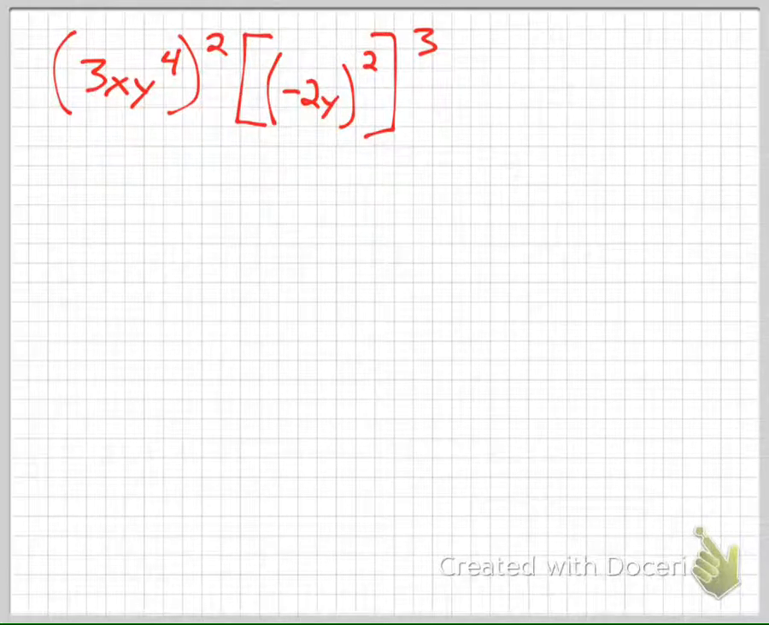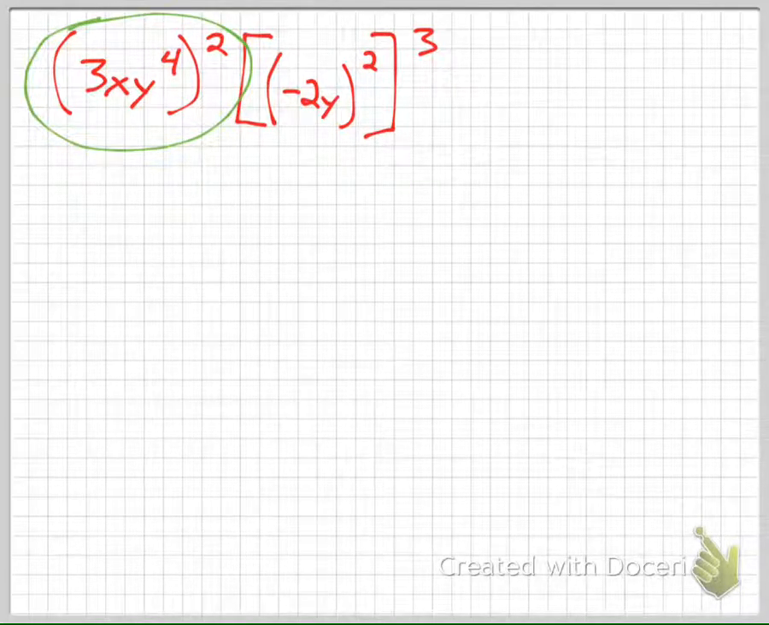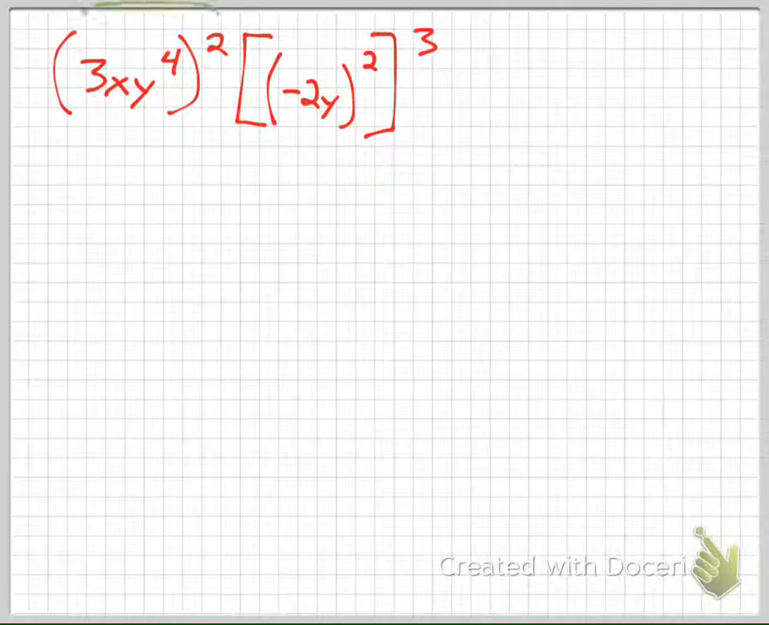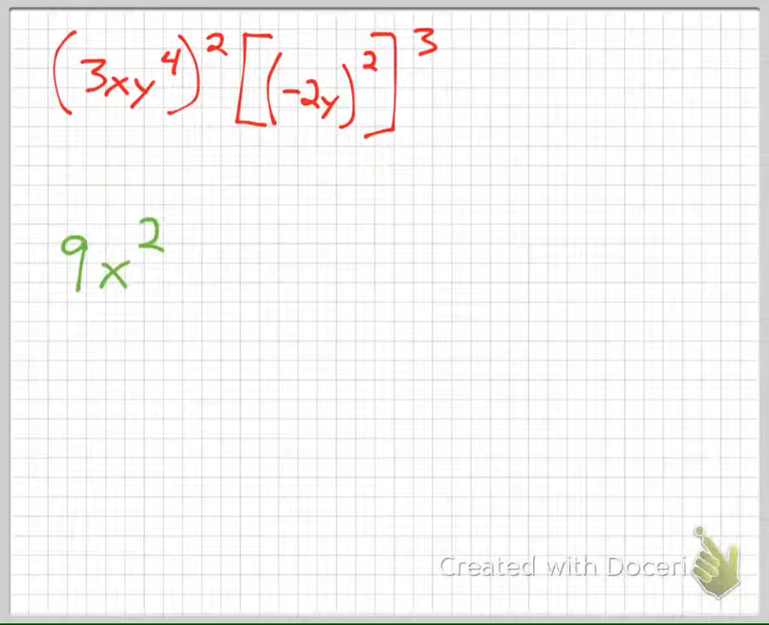Let's do the exponents where we can, right? So here's the deal. Here we're going to do this first set of exponents, or we're going to take care of that guy right here, right? What is this? 3 squared? What is 3 squared? 9. X squared is x squared. What is y to the 4th squared?